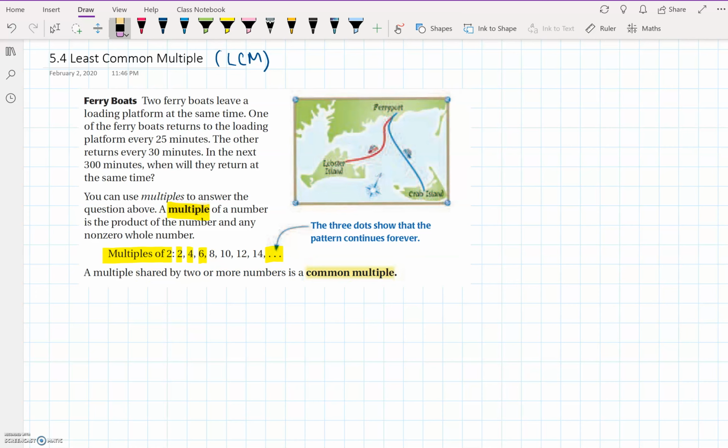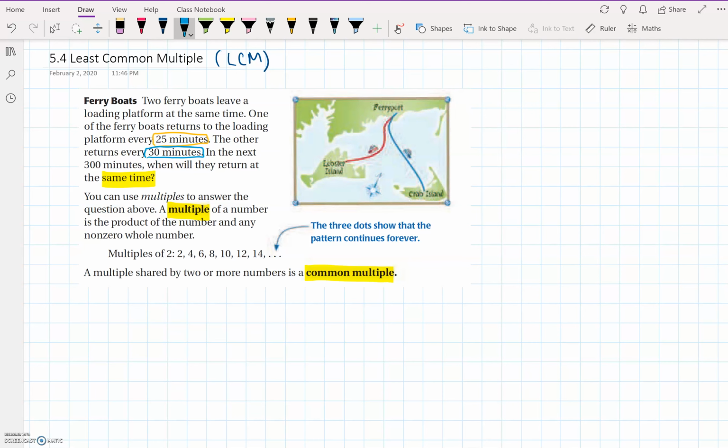So let's look at this example here. 2 ferry boats leave a loading platform at the same time. One of the ferry boats returns to the loading platform every 25 minutes. The other returns every 30 minutes. In the next 300 minutes, when will they return at the same time? So right away you can see here, I'm looking for the same time, which means I'm looking for some kind of common multiple between the number 25 and the number 30.